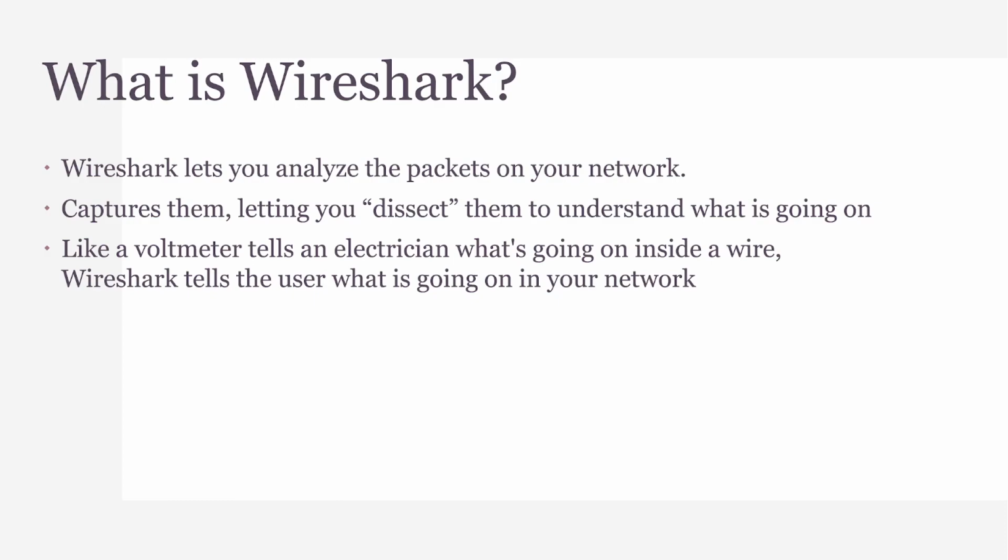The best way to describe it is it's kind of like a voltmeter with an electrician. They'll hook it up to a wire running through the wall just to see what's going on with that wire, how many volts are going through it, or why isn't there any volts going through it. That's what Wireshark is for you. You plug Wireshark into your network and it's going to tell you all the traffic that's coming through it and all the traffic that's leaving it.